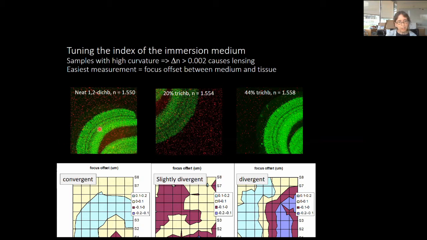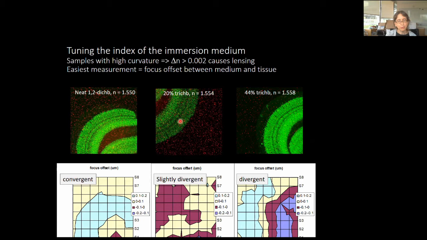And what you want to look for is a focus offset imaging through your little lens, and not imaging through it, imaging in the medium here. And so what I've plotted in the bottom here, these are maps of the focus offset as a function of position in the image. When the index is too low, this acts as a convergent lens. And when the medium index is a little bit too high, then the tissue acts as a divergent lens, and then it gets more divergent as the index goes up.